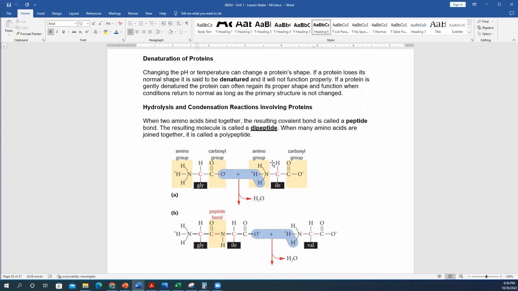If a protein loses that normal shape, it is said to be denatured and it will no longer function properly. One example of this is if you look at egg whites. We all know what egg whites look like when they're not denatured. That is when they're raw and they're quite clear and gelatinous. But go ahead and heat them by boiling them or frying them. You have denatured them and you've turned them very hard and solid and white. That is an example of a protein that is being denatured.